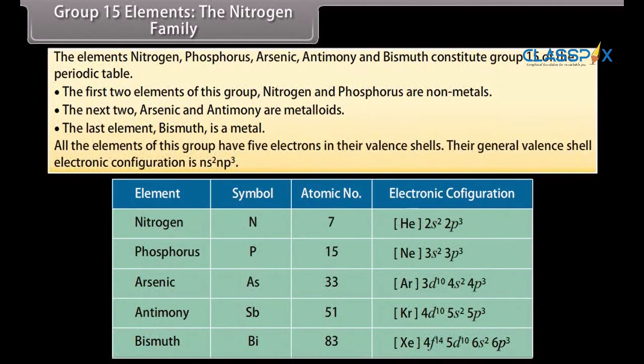All the elements of this group have 5 electrons in their valence shell. Their general valence shell electronic configuration is ns2 np3.